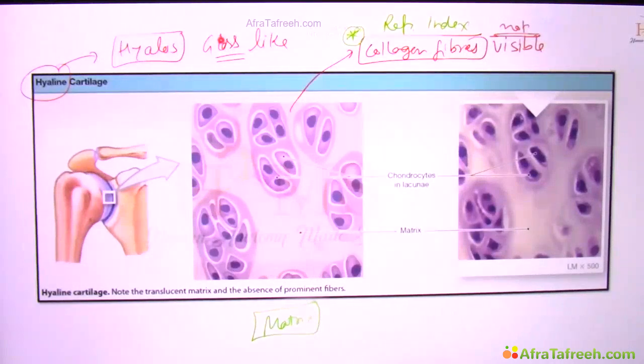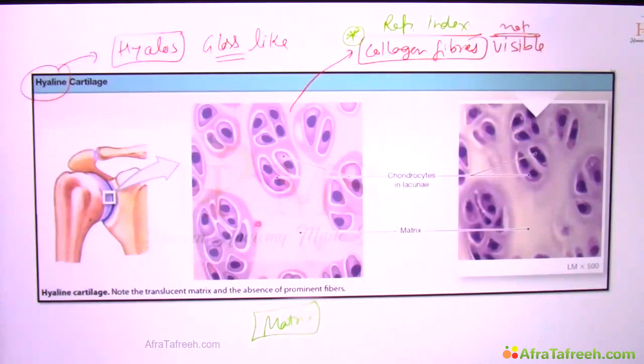And what is the other feature? Where do you find it? At many places. Actually, in most of the body, it is hyaline cartilage. One example is the articular cartilage, which is lining the end of the bone to keep the end of the bone smooth. Yes, articular cartilage is hyaline cartilage. What are the other features of hyaline cartilage?